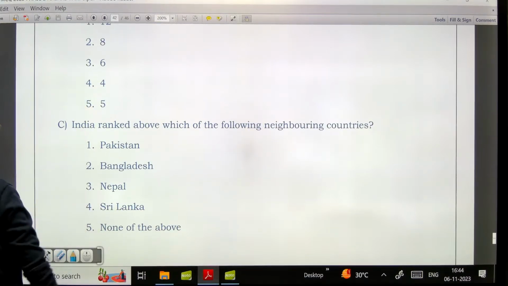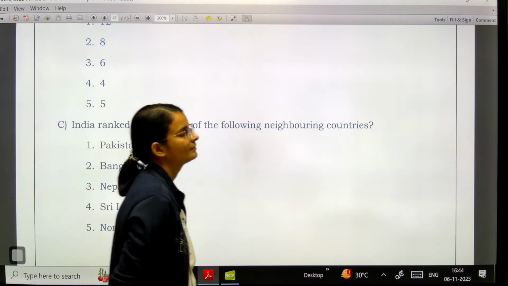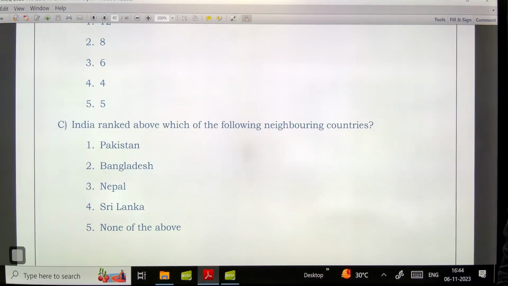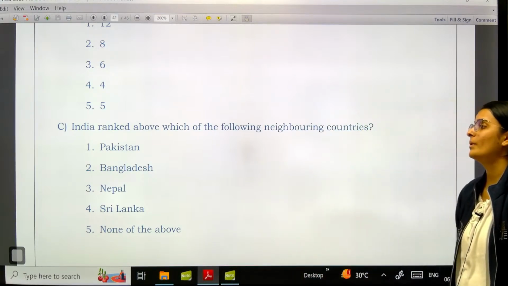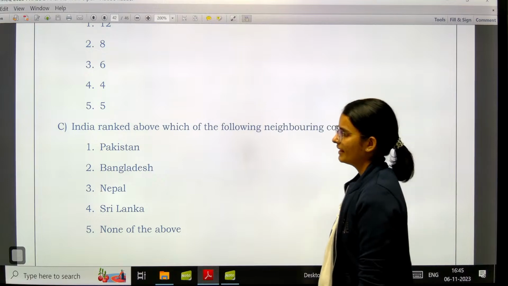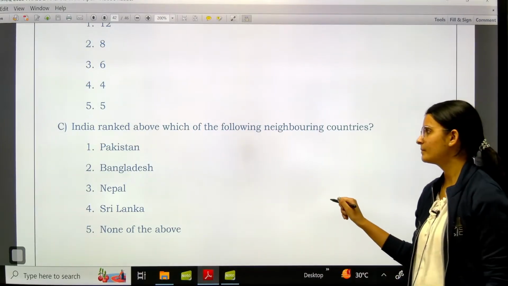Next question. India ranked above which of the following neighboring countries? Pakistan, Bangladesh, Nepal, Sri Lanka, or none of the above? India is below all these neighboring countries. Okay, so India is lowest among neighboring countries. Pakistan is also ranked above India. Bangladesh is also above India. Nepal is also above India, and Sri Lanka is also above India. Okay, in ranking.